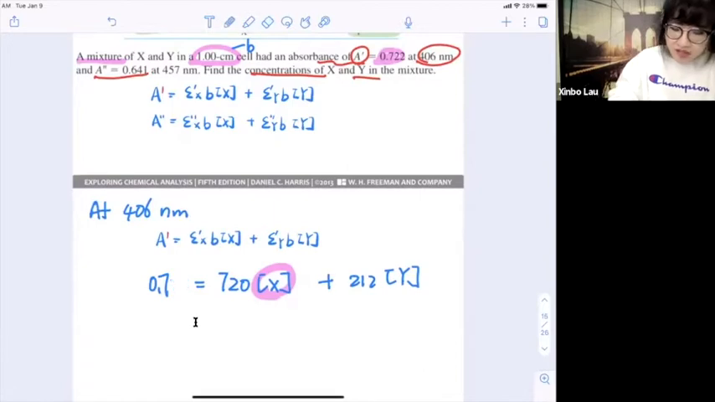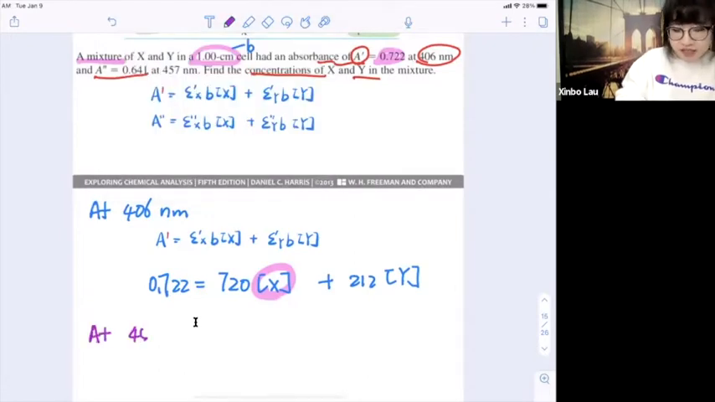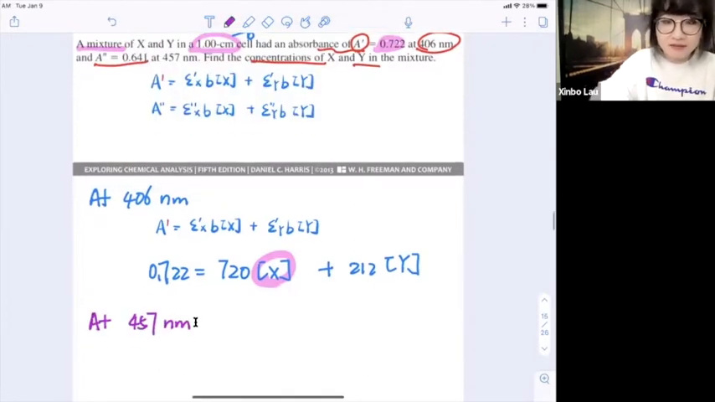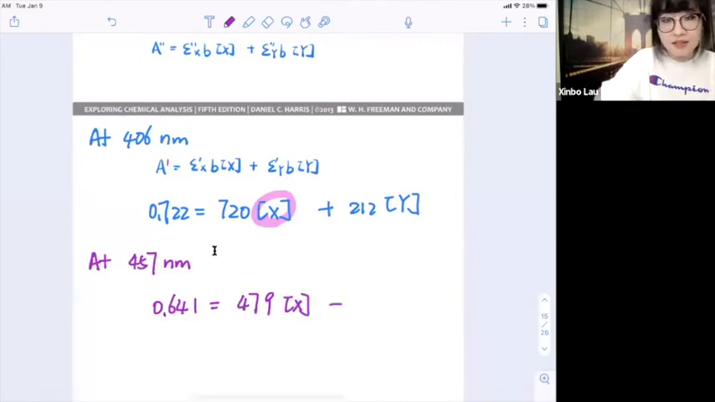Okay, so now if we understand how to set this up, what about the second one, what about at 457 nanometer? Can we set this up on your own? I believe so, right? That'll be 0.641 equals 479 concentration of X plus... I hope you know why I'm doing this. If you're following, you should for sure. So now you have 2 equations, right?